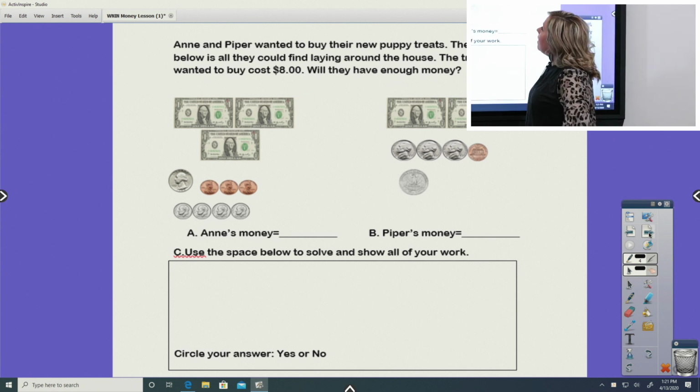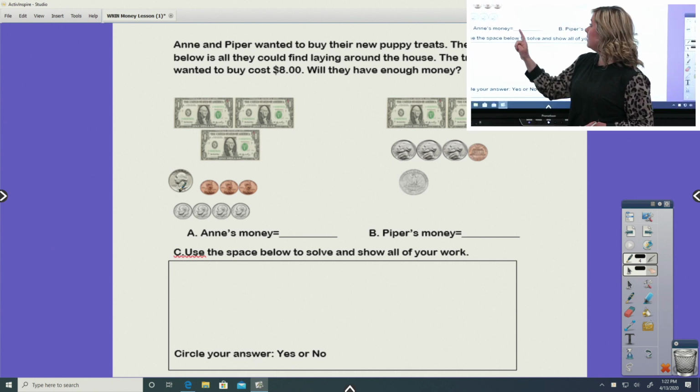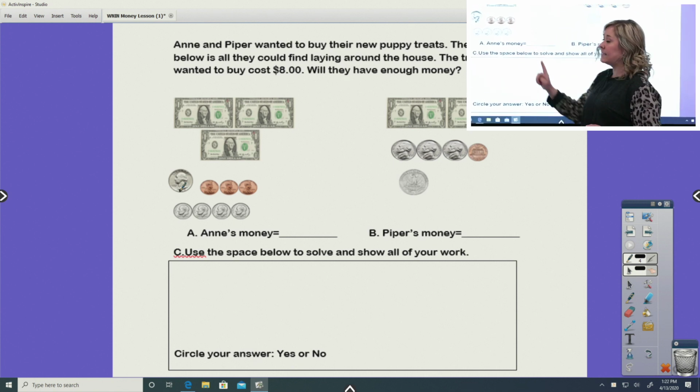So it says, Anna and Piper wanted to buy their new puppy treats. The money below is all they could find laying around the house. The treats they wanted to buy cost $8. Will they have enough money? Okay, so here's the money Anne finds, and here's the money that Piper finds, okay? And we can count that money quickly. $1, $2, $3, we have 25 cents, and then we have our dimes. So 35, 45, 55, 65, and then switch to ones, 66, 67, 68.